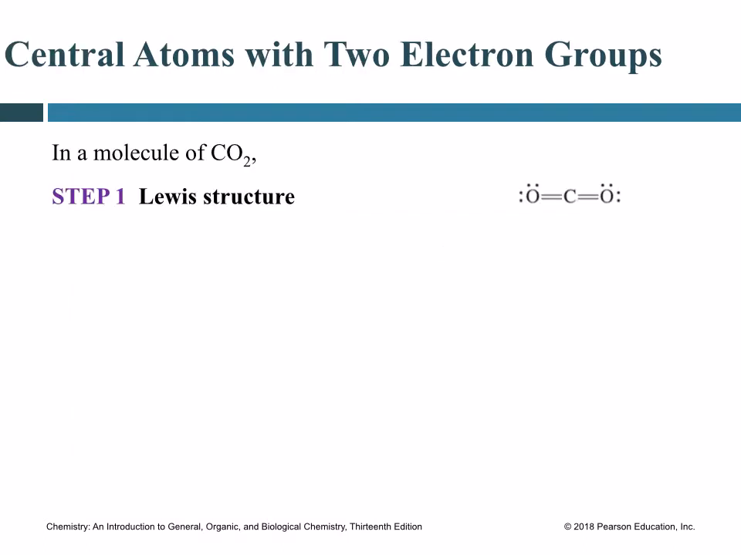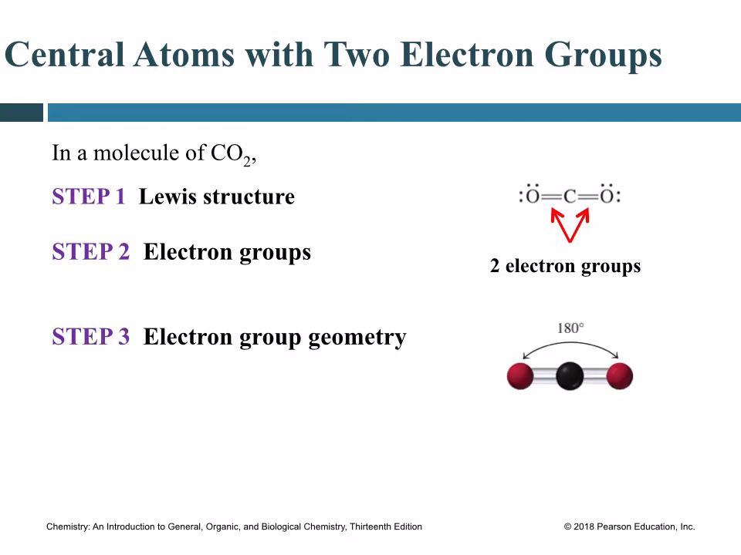First, draw the Lewis structure for the molecule. Second, determine the number of electron groups around the central atom. Recall that one double bond counts as one electron group. Third, determine the electron group geometry.